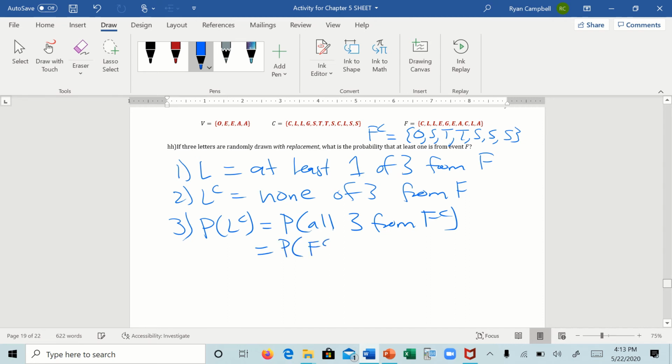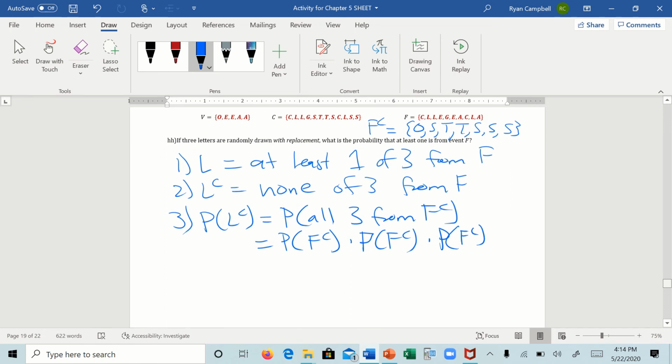Which means, of course, that the first one's in the complement, and the second one's from the complement, and the third one's from the complement. Right? The second half of the alphabet. Well, we can see that the probability of the complement is going to be 7 out of 17. Since it's with replacement, it's still 7 out of 17 and 7 out of 17. When we do that, we get 0.69815.